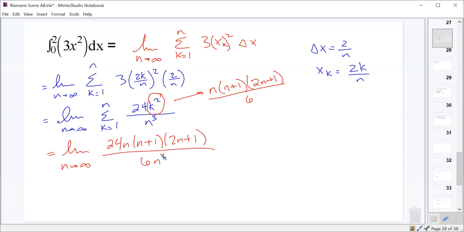And you get that 24 again? 2 squared is 4, times the 2 is 8, times the 3 is 24. Oh, and then the squared stays because k is squared.